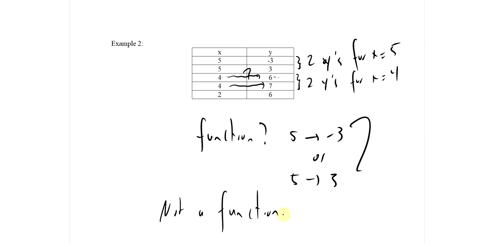Okay, so when we're looking at a table, each x has to appear just once in the table, although the y's can appear a number of times. But if a particular x value shows up more than once, then it's not a function.